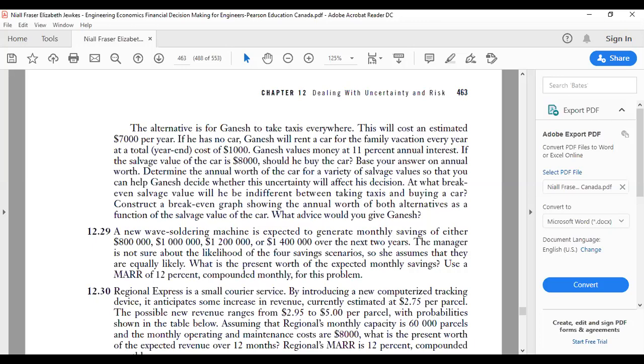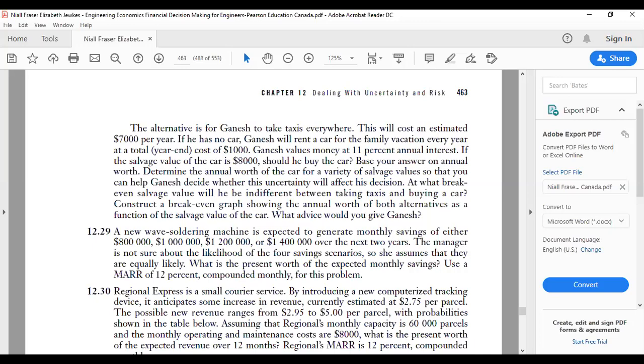It's either 800,000 or 1 million or 1.2 million or 1.4 million. So it is possible that it can be any one of the four occurring. And the question says the manager is not sure about the likelihood of the four scenarios. They're not sure which one of them is going to be. So she's weighting all of them equally. In that case, what does it mean?